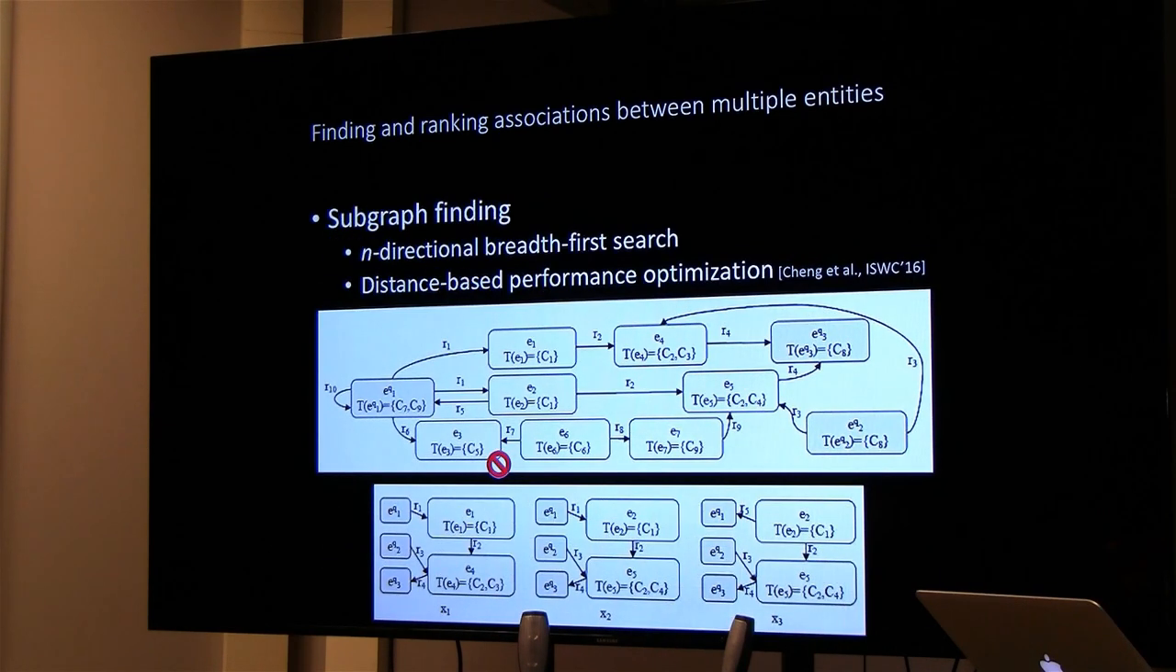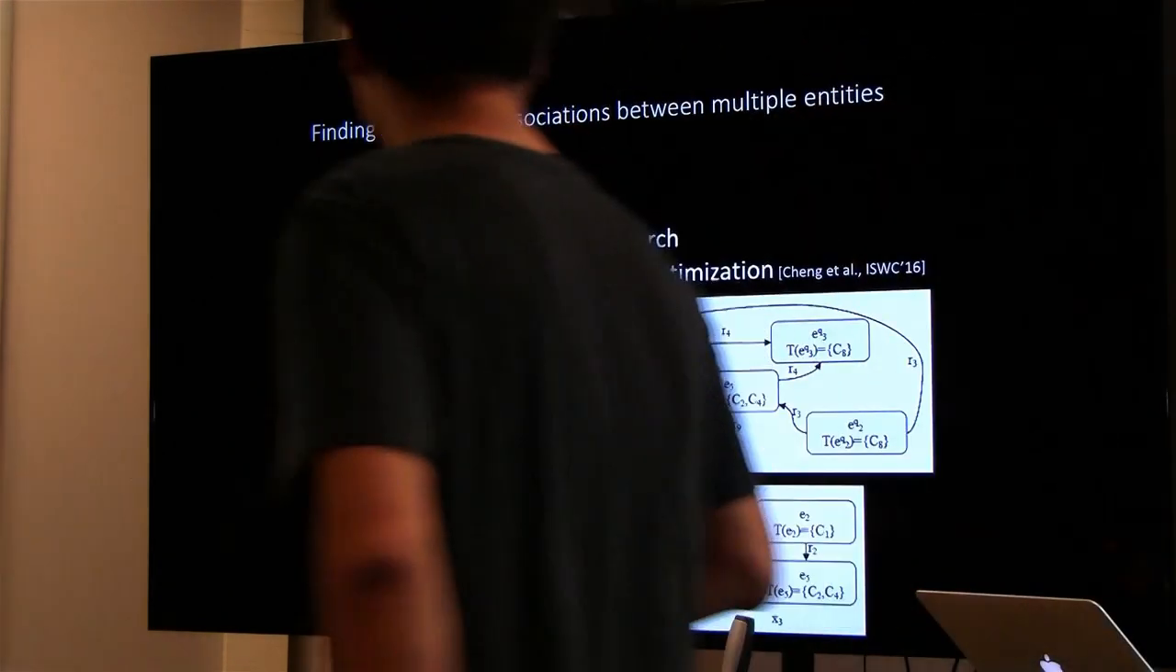Okay, anyway, the problem is how to efficiently find such graphs. You can see that a path is just a special case of this subgraph, right? If we have two entities, it's a path. If we have multiple entities, it's a subgraph. Okay. So what we have done to improve the performance of finding such a subgraph is to use the distance information. Let's see this example.